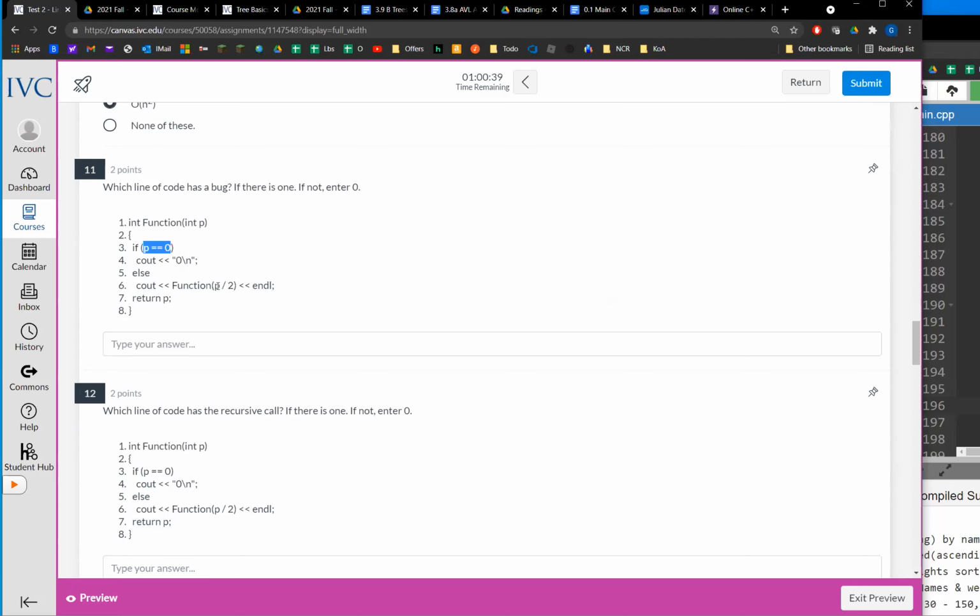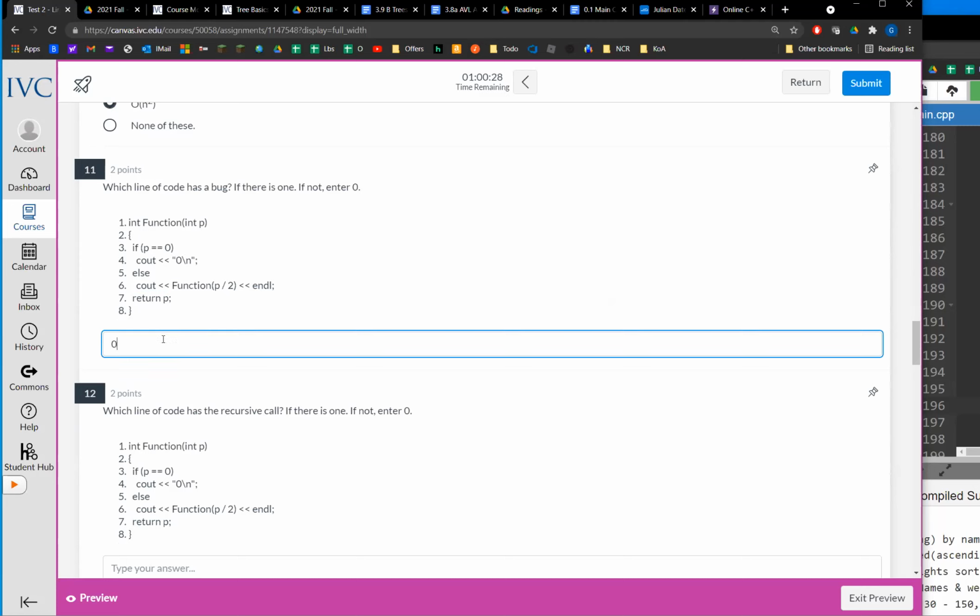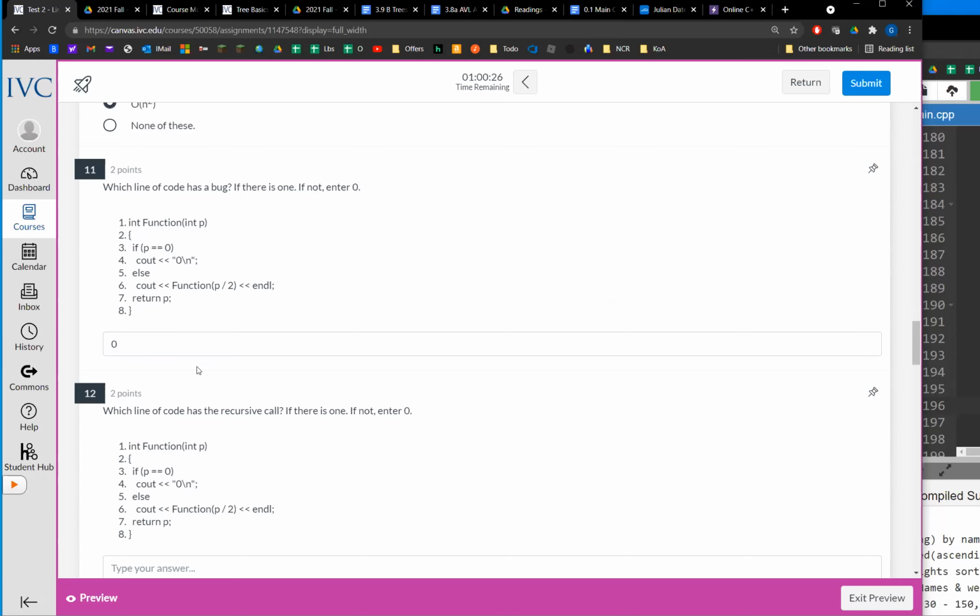10 divided by 2 is 5. 5 divided by 2 is 2. 2 divided by 2 is 1. 1 divided by 2 is 0. So this will work as written. So there are no bugs. We put 0.